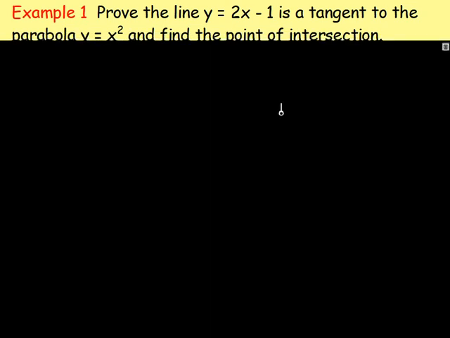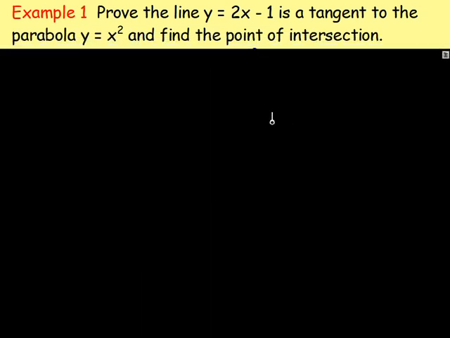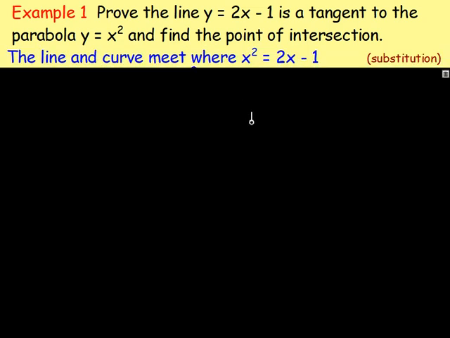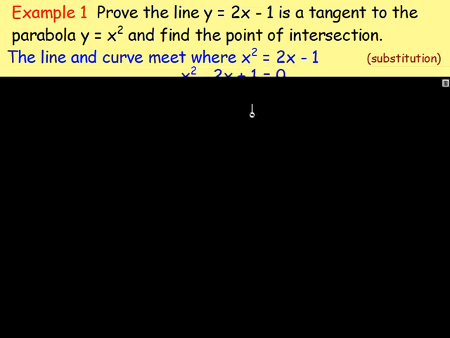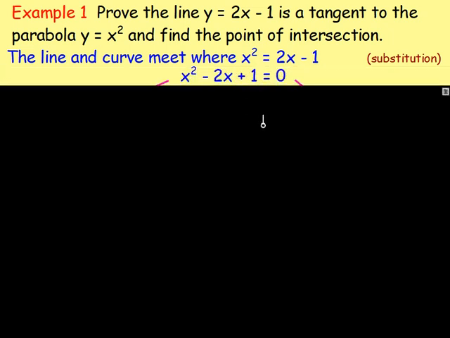Let's do some examples then. Example 1: prove that the line y equals 2x minus 1 is a tangent to the parabola y equals x squared, and find the point of intersection. The first thing you want to do is substitute the equation of the line into the equation of the curve. Because you know that y equals x squared, you can replace y with x squared. So we've got x squared equals 2x minus 1. You're just using substitution.